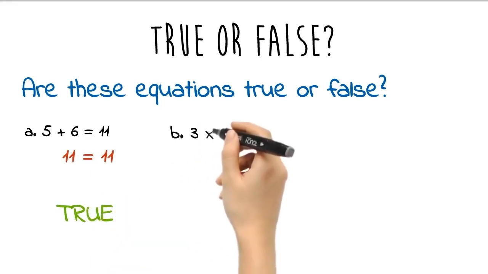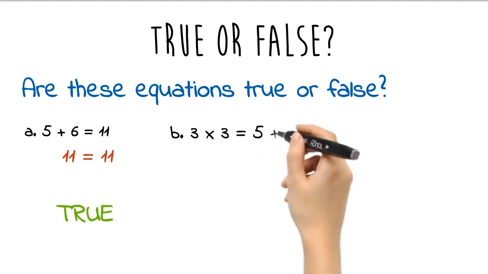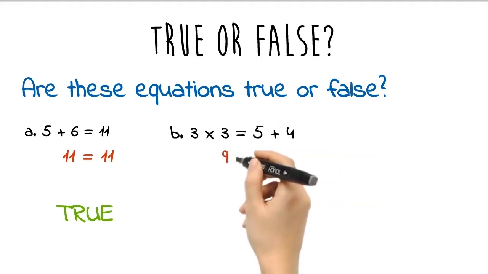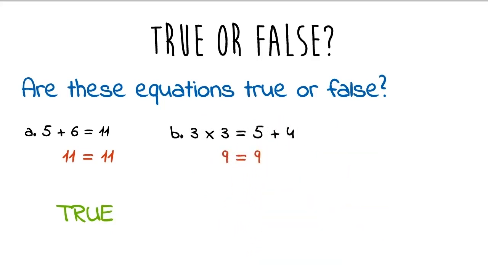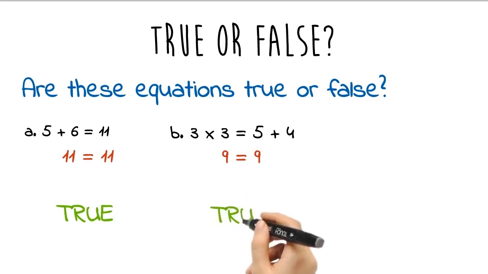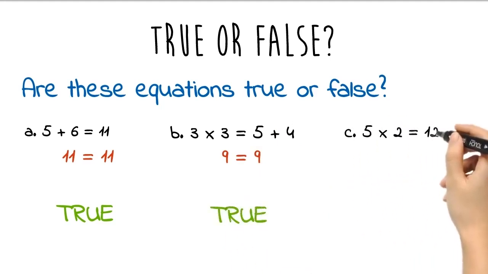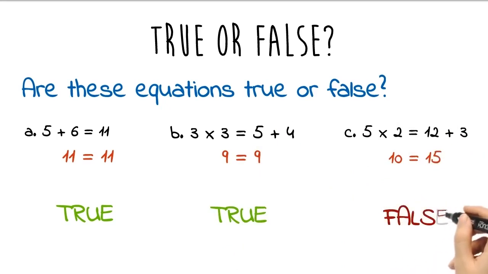Let's solve this next equation. Starting on the left-hand side, 3 times 3 is 9, and 5 plus 4 is 9. Therefore, this equation is also true. And lastly, 5 times 2 is 10, and 12 plus 3 is 15. Therefore, the right-hand side is not equal to the left-hand side, and this equation is false.